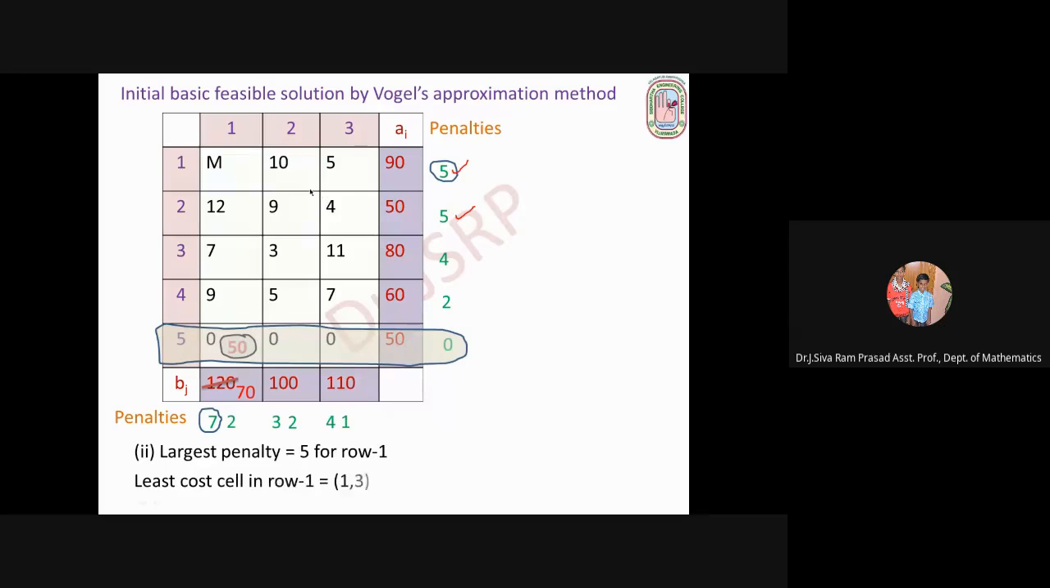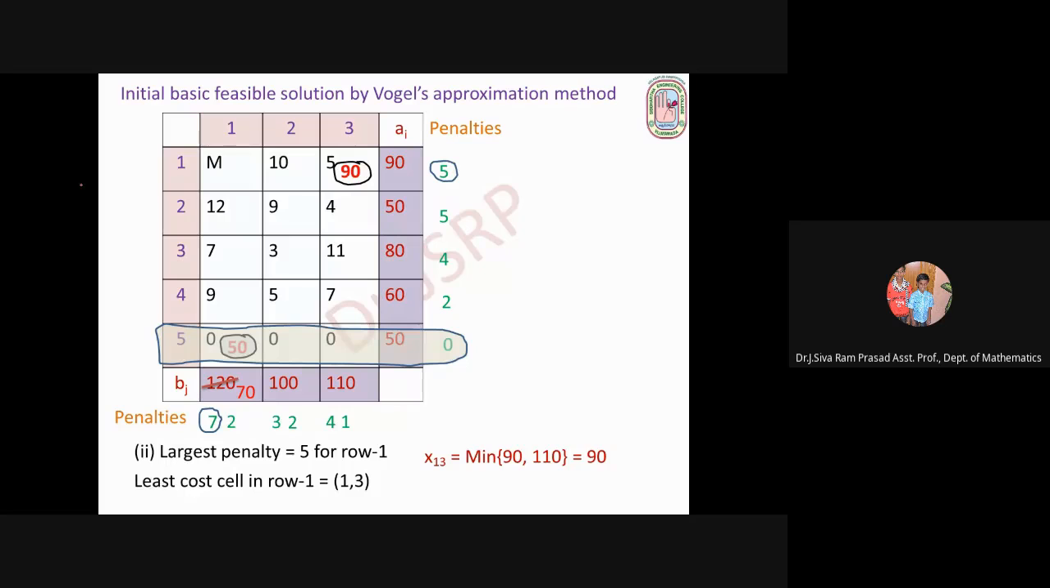So in row 1, the least cost cell is the 1-3 cell. The least cost is 5 in row 1. So that is the 1-3 cell. For this cell, the available amount is 90 and the required amount is 110. So take the minimum of these two: x13 equals the minimum of 90 and 110, so that is 90. Write 90 here and circle it.